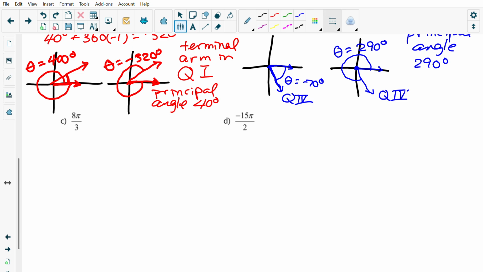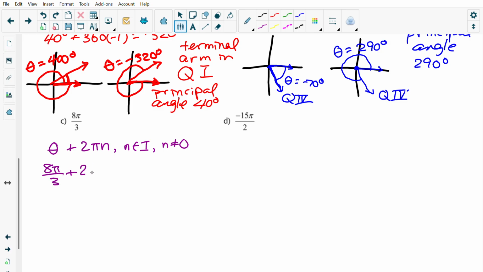Next one, folks, let's keep going. 8 pi over 3. Ooh, let's do our first one in radian measure. So 8 pi over 3, I'm going to go theta plus 2 pi n. That's the general form for stating coterminal angles, where n is an element of integers and n does not equal 0.